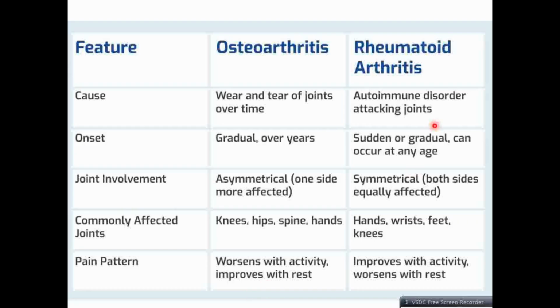Rheumatoid arthritis is an autoimmune disease. It is sudden or gradual and can occur at any age. Joint involvement is symmetrical, meaning both sides are equally affected. Commonly affected joints are the hands, wrist, feet and knee. It improves with activity and worsens with rest. Why it improves with activity, we have already discussed.